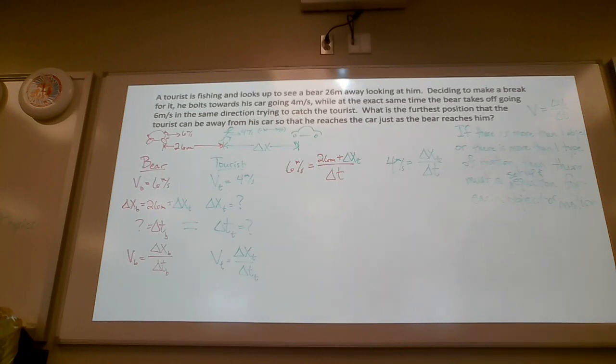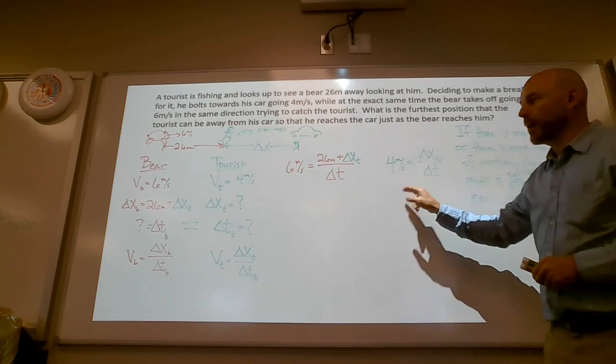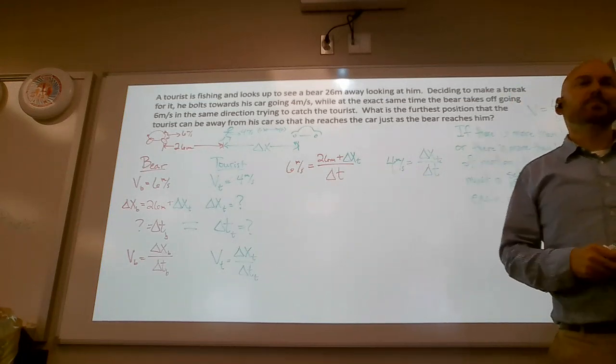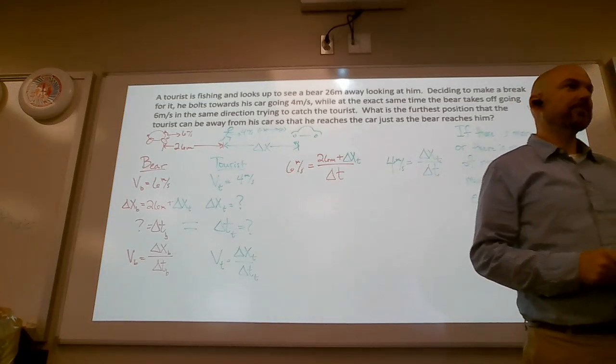Mathematically, looking at this, how many unknowns do I have now? 2. In order to solve for 2 unknowns, how many equations do I need in my system of equations? However many unknowns, that's how many equations. How many equations do I have? 1, 2. That is looking very promising.